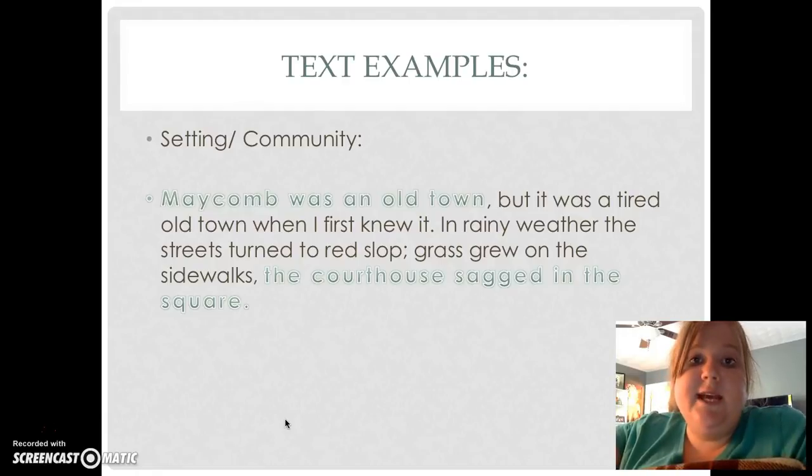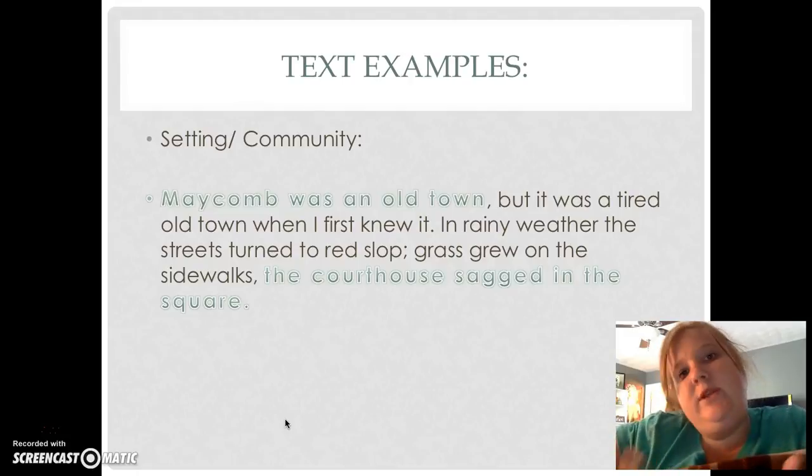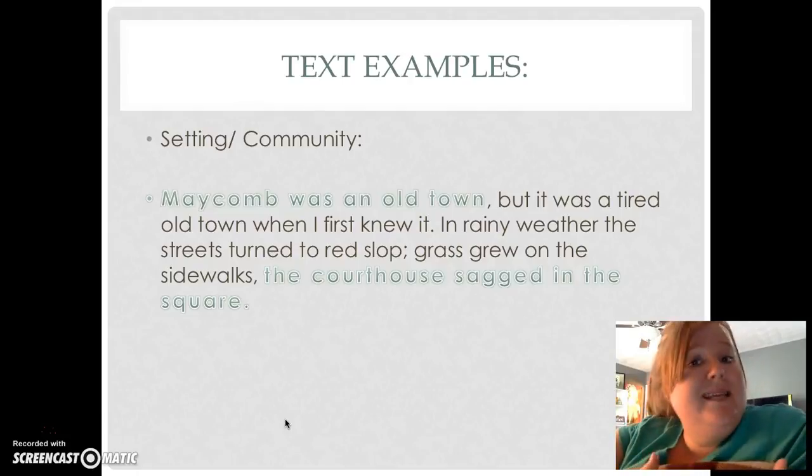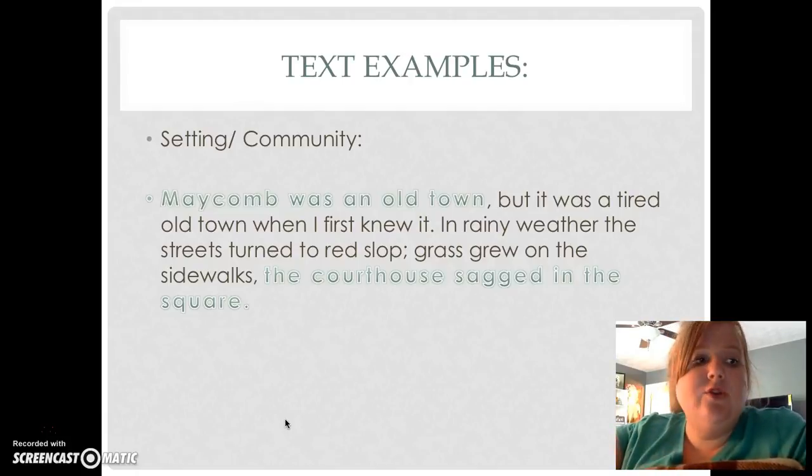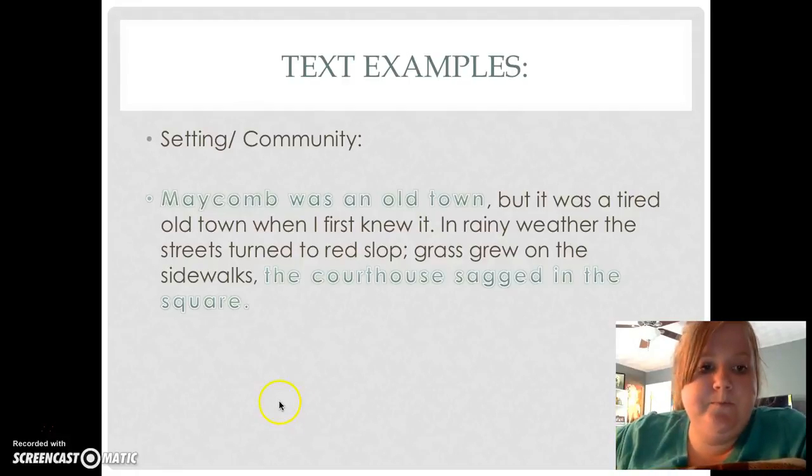So as you can see, it's an older town. It's been there for a long time. It seemed like if you go into more of the text that they were a close-knit town. So as we can see the setting, we don't have a lot of positive connotations here. We're seeing more negative connotations. Old town, tired. Those are all negative words.